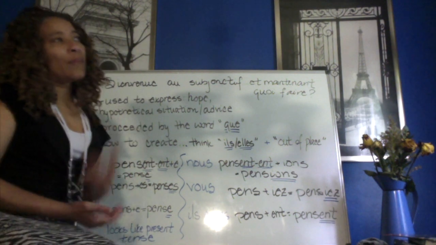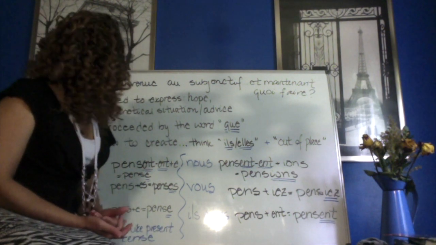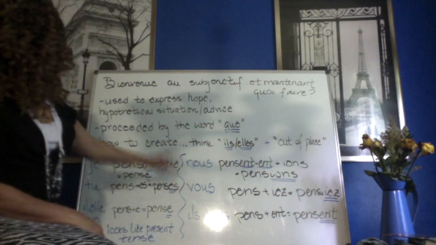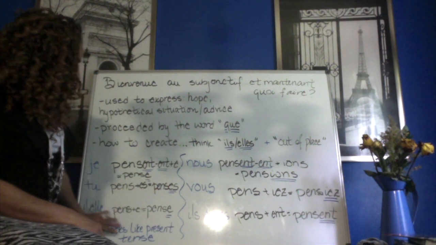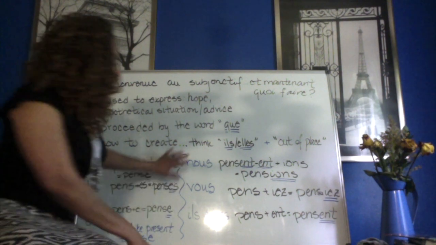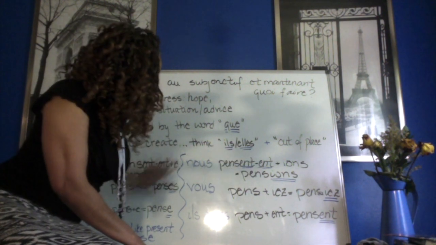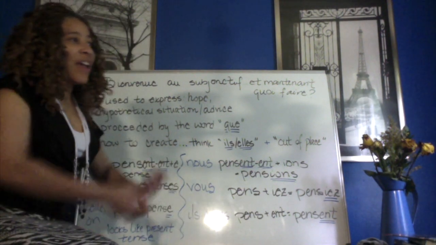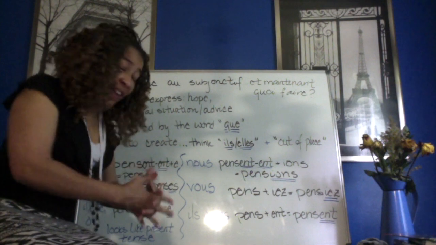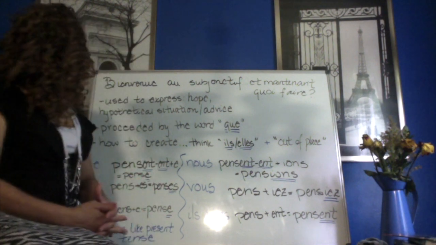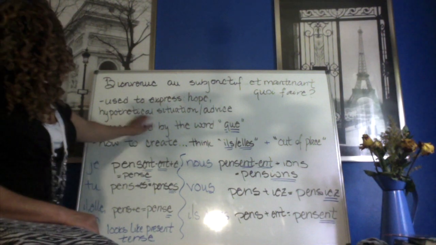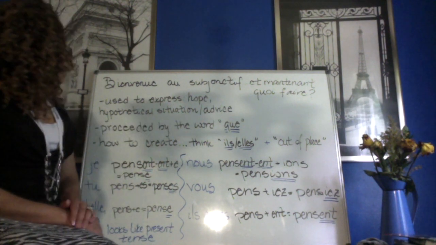So remember, as I've always told you and taught you, that the language is based off of precept. So this is what you learned in French 1, this is what you learned in French 2. So you see a combination of French 1 and French 2 coming in, and they're being morphed together to create an expression of hope, an expression of a hypothetical situation or advice.